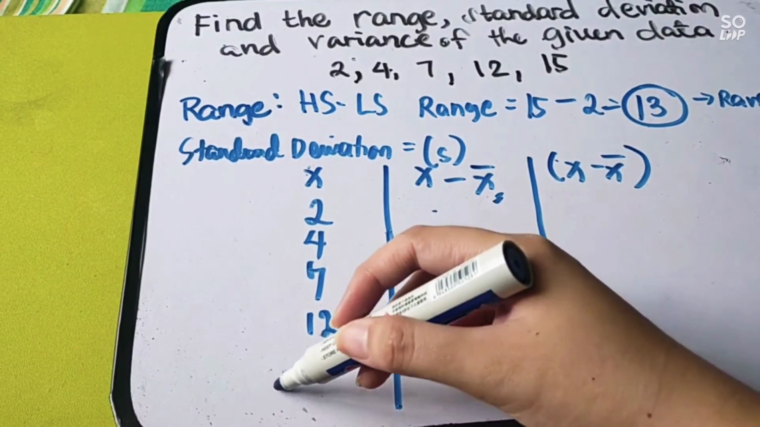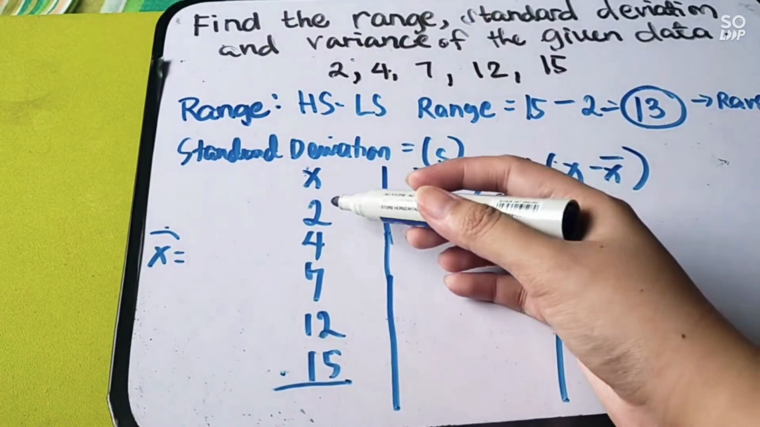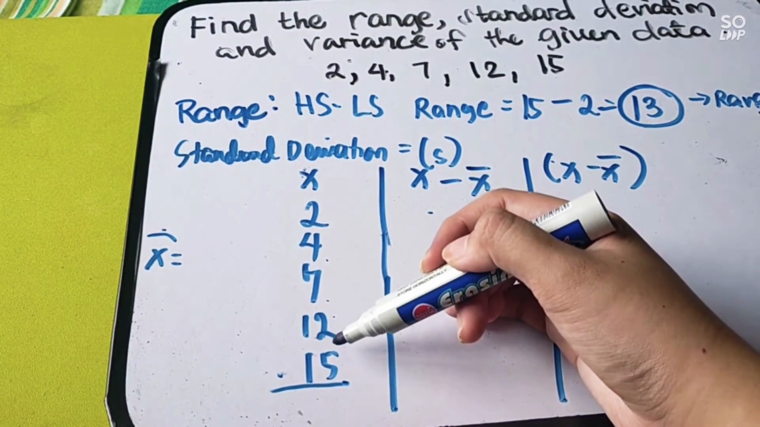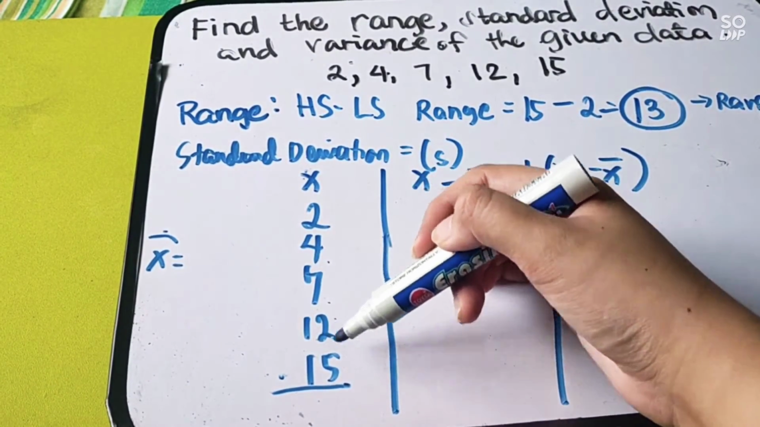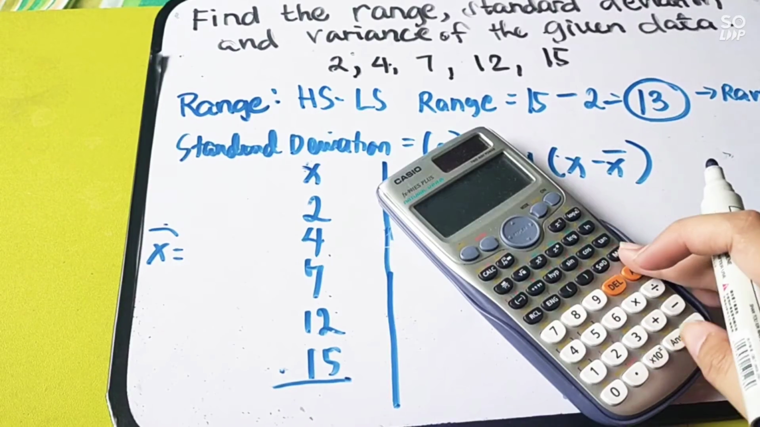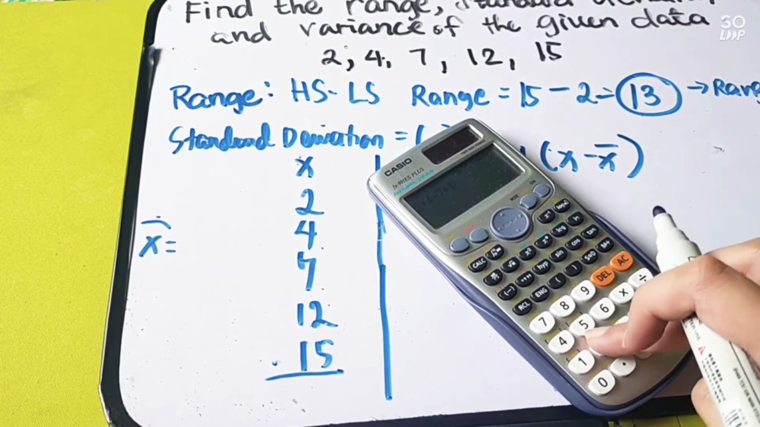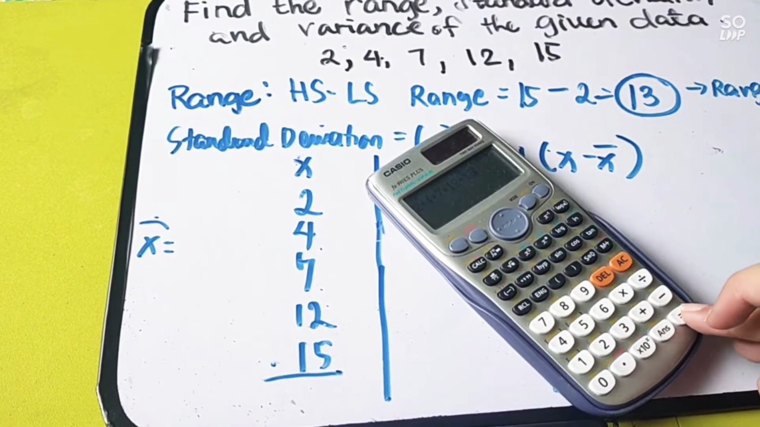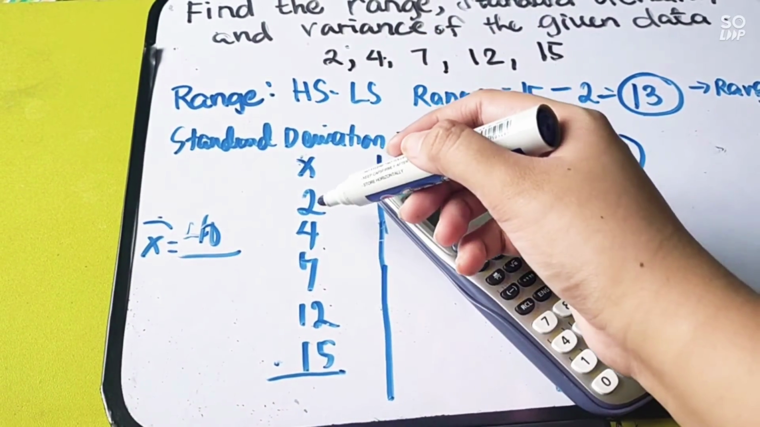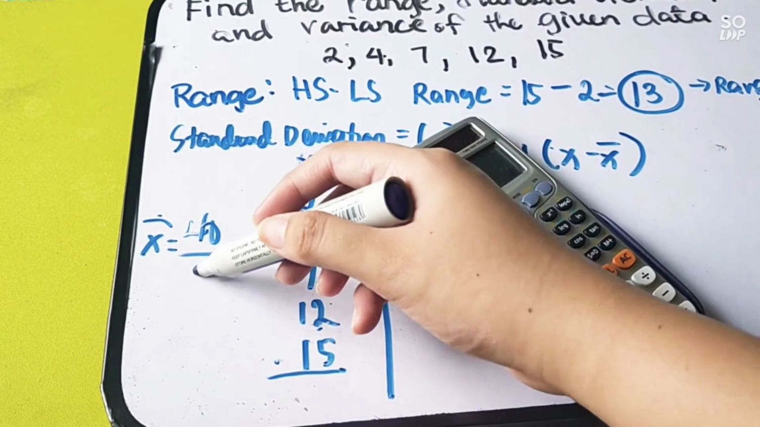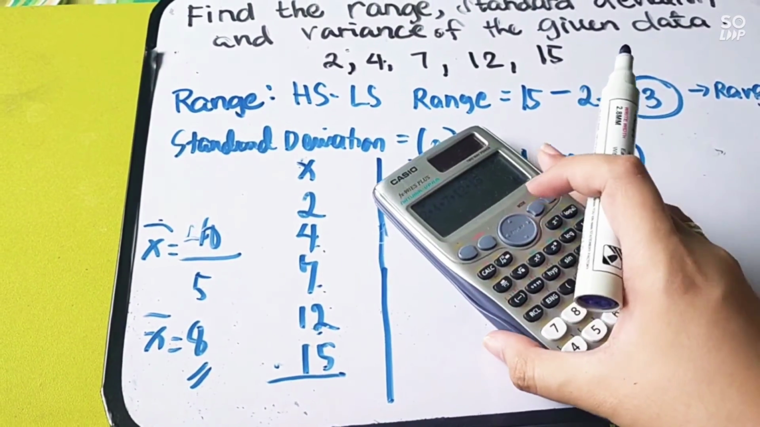So, for us to find for the mean of this one, we are going to add 2 plus 4 plus 7 plus 12 plus 15. Then, divide it into 1, 2, 3, 4, 5. Is it clear? Now, let us use calculator. Let us add 2 plus 4 plus 7 plus 12 plus 15. Then, it is equal to 40. 40, then divide natin, ilan to? 1, 2, 3, 4, 5. Divide by 5. Therefore, your mean is equal to 8. So, yan yung gagamitin natin.